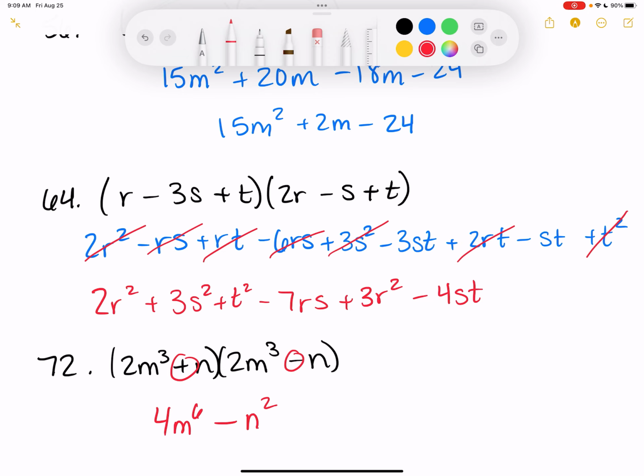So if you didn't recognize it was a special type, or you don't know how to write the special types, we could have still FOILed just like normal. And all that's happening is that middle term is getting canceled out, which is why we don't have one, because of the plus and the minus.